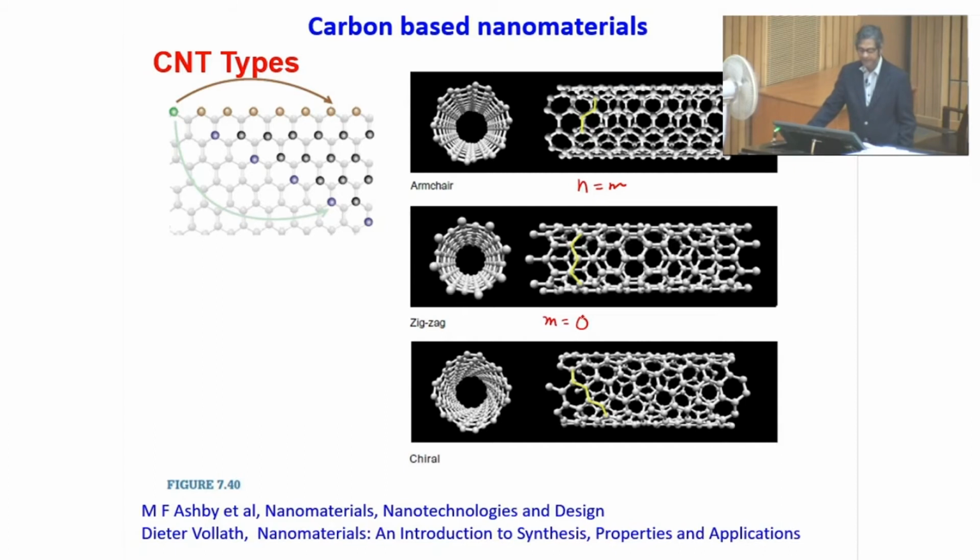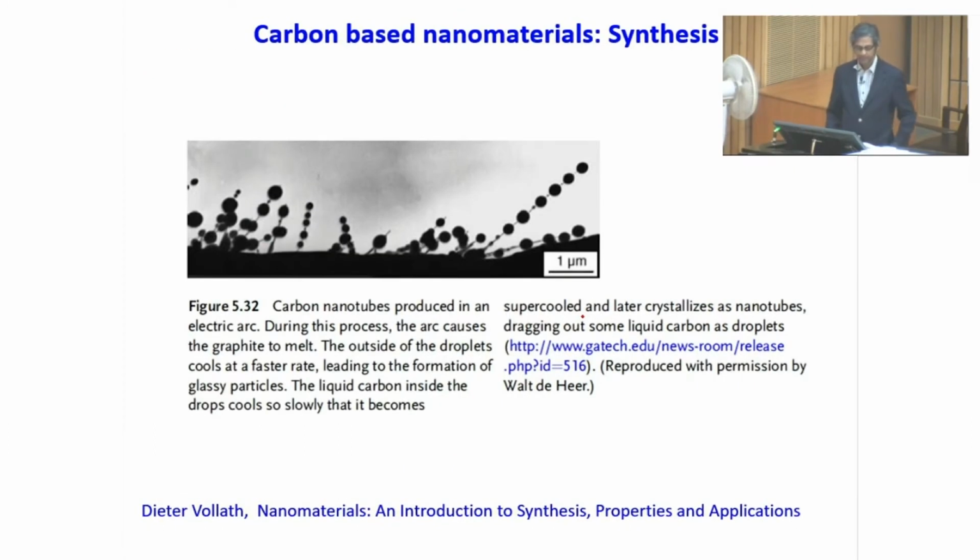So, as you know, CNTs can be prepared many ways. The best way to prepare CNT is basically the arc discharge method. In this method, this is taken from Dieter Verlag's book, the arc actually causes the graphite to melt. So, you can have two graphites and you can produce an arc between them, and this arc will cause the graphite to melt. Outside the droplets, whatever melt droplets form, they cool at a very fast rate, and this can lead to glassy particles. Liquid inside these droplets can cool slowly, and it can become supercooled, and later on can crystallize as nanotubes, dragging out some liquid droplets, liquid carbon droplets.